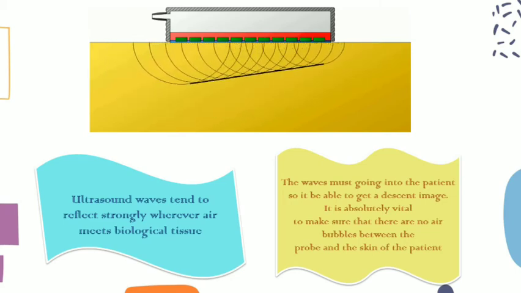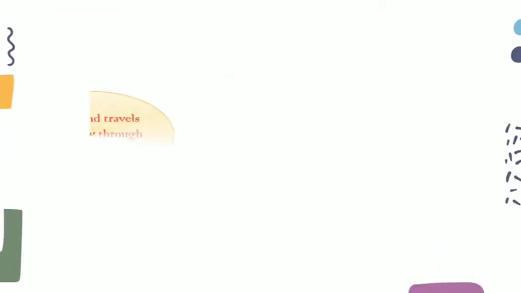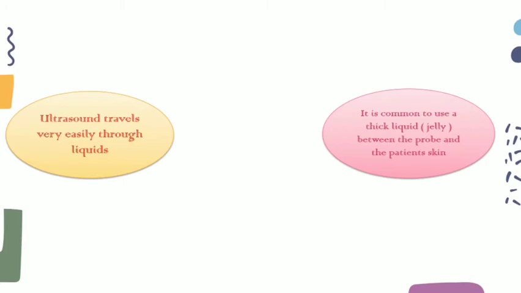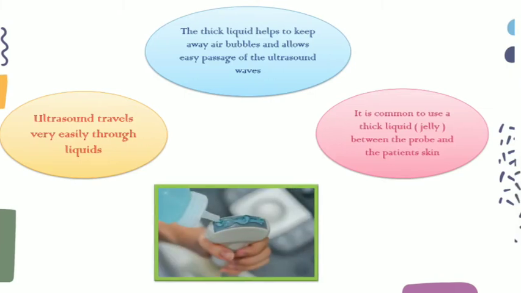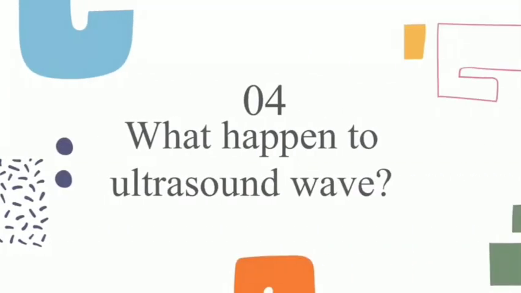Last but not least, ultrasound travels very easily through liquids. It is common to use a thick liquid jelly between the probe and the patient's skin. The thick liquid helps to keep away air bubbles and allows easy passage of the ultrasound waves. Next is what happens to the ultrasound wave.